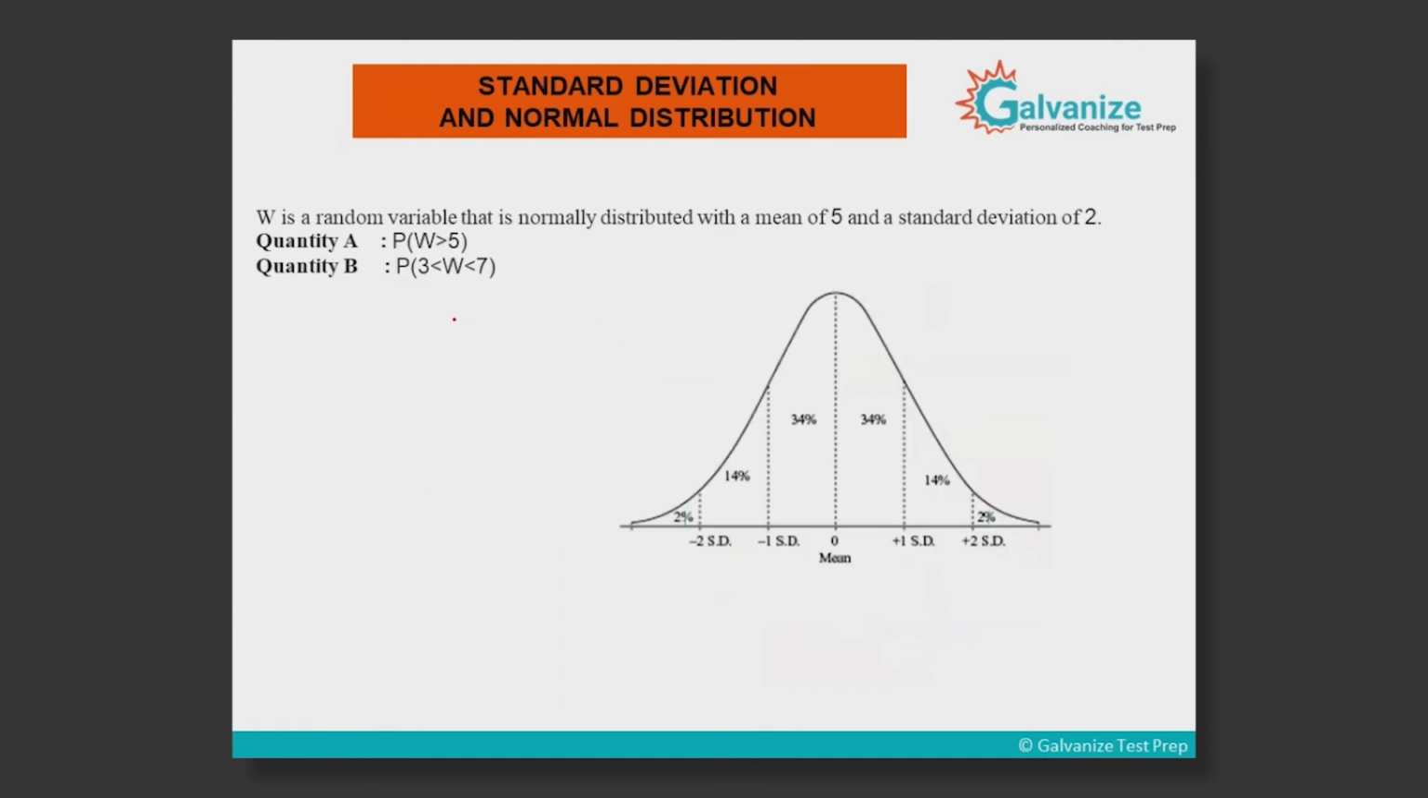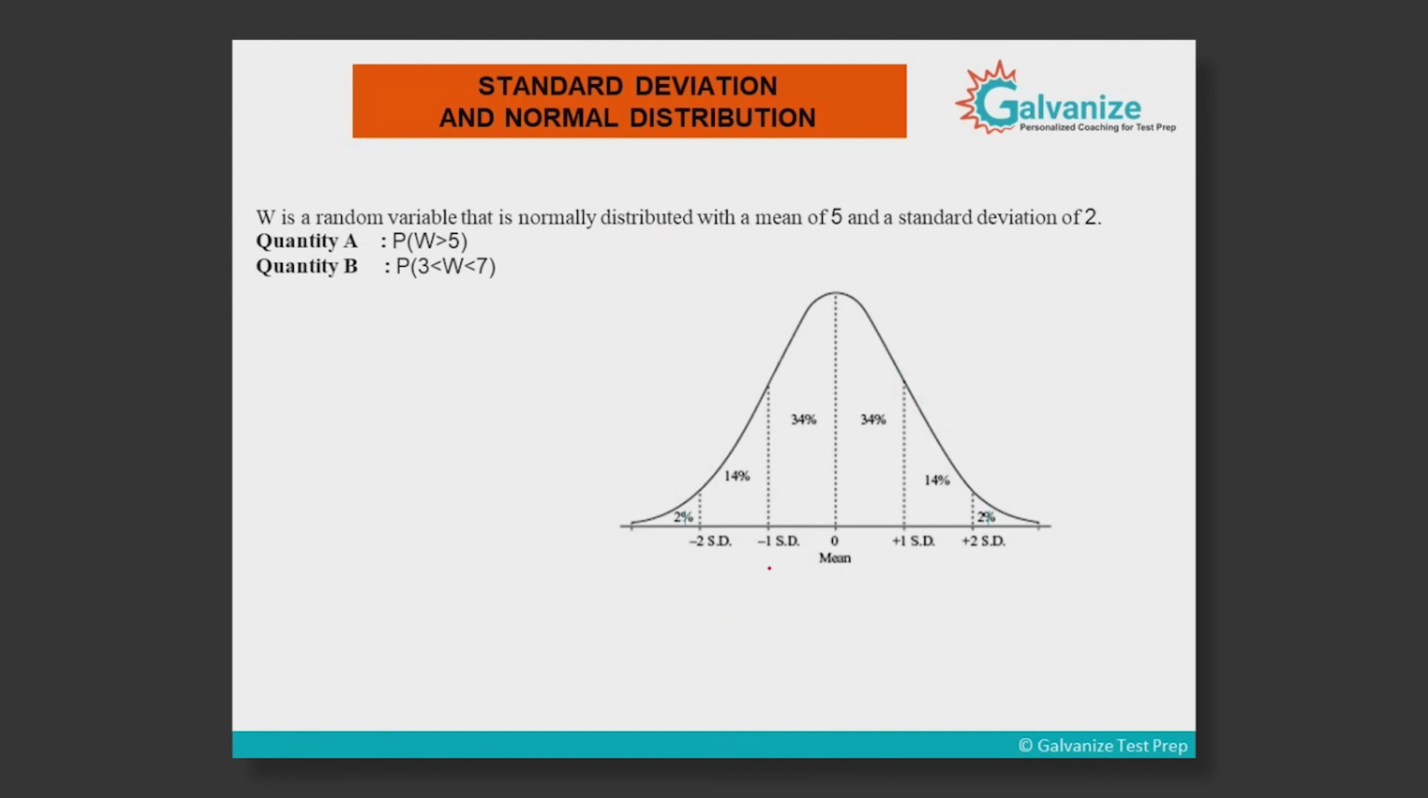Let's look at one more question. W is a random variable that's normally distributed, which means W could be, as I told you in this example, the height of students with a mean of 5 and standard deviation of 2. Now, normally, when you look at normal distributions, there is a standard lookup table. That is just lookup percentages, and all the questions under normal distribution are based on these percentages only.